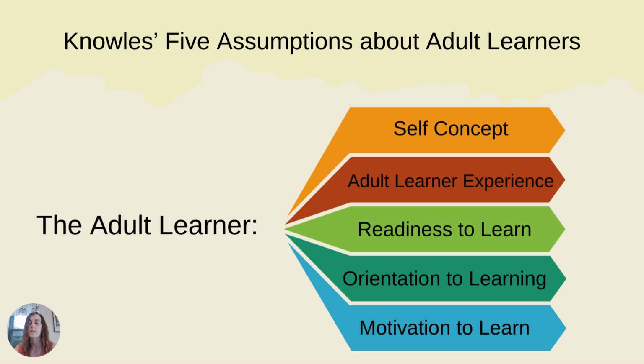Fourth, their orientation to learning. When adults learn, they expect to apply the learning immediately, not in an imagined, hypothetical, distant future. Lastly, adults are highly motivated to learn and thus have a sense of urgency about it. If something is connected to a goal that the adult has, they will want to learn it.